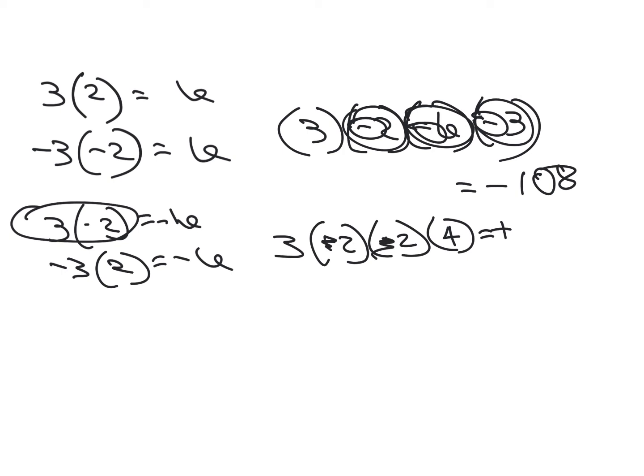They can just go away. 3 times 2 is 6, times 2 is 12, times 4 is 48. And I know it's positive because there were 1, 2 negative numbers. And that just makes it so much easier. You just count the negatives, and then you've got the sign, and you don't have to worry about the negatives anymore. So to me, that just makes it so much easier, so much less that I have to deal with.